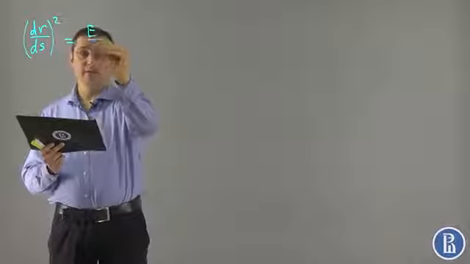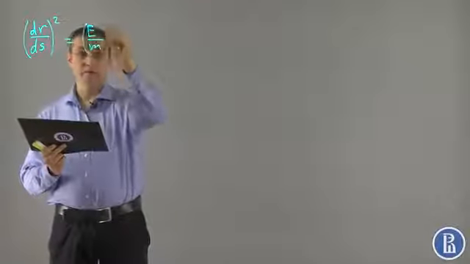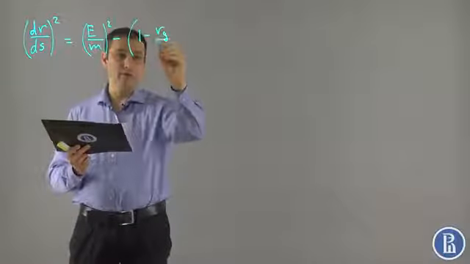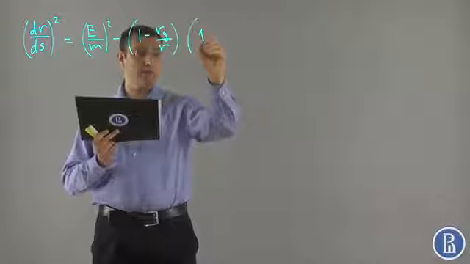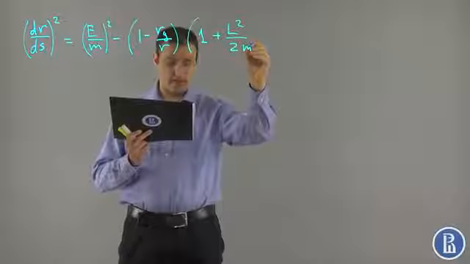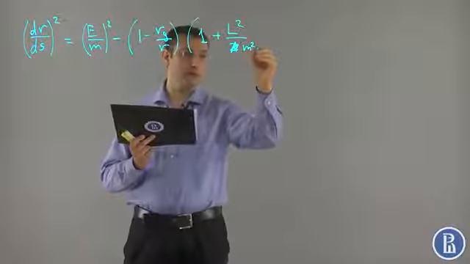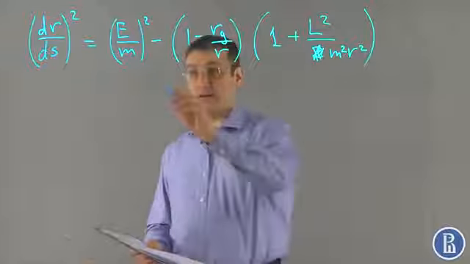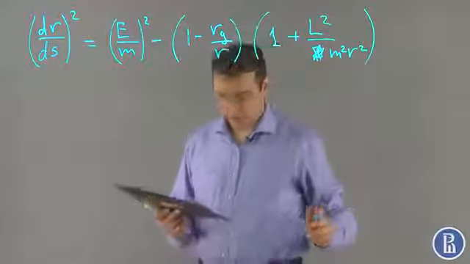Thus, we have derived the following equation for the geodesic in Schwarzschild spacetime: (dr/ds)² = E²/m² − (1 − r_g/r)(1 + L²/(m²r²)), where E is energy and L is angular momentum.